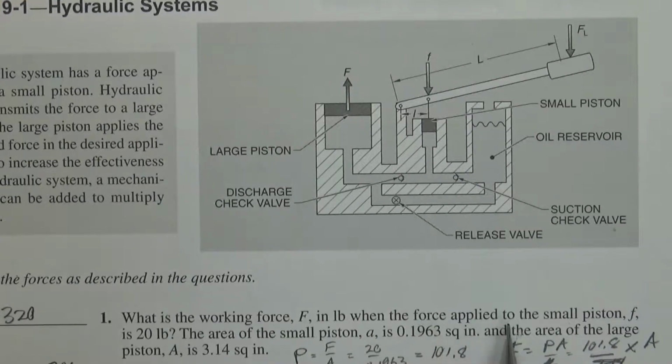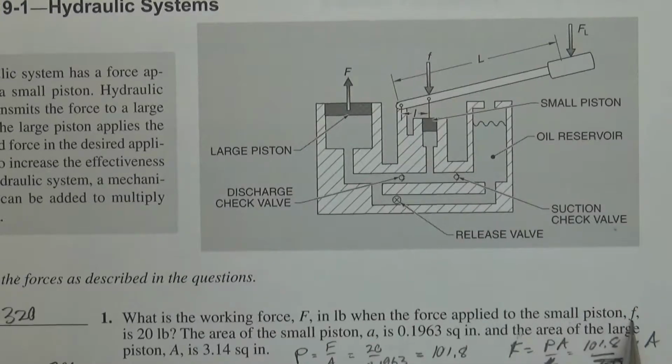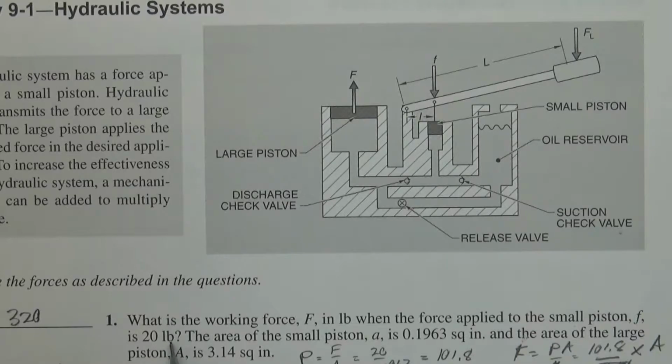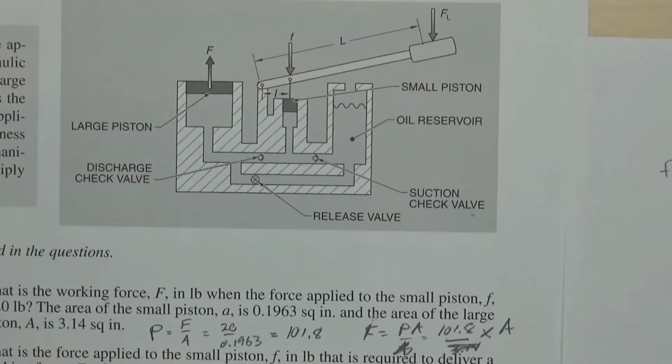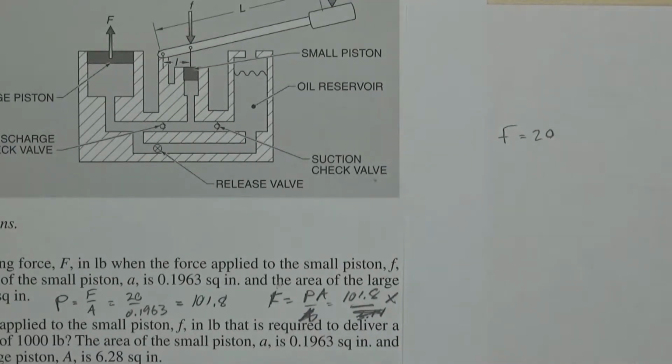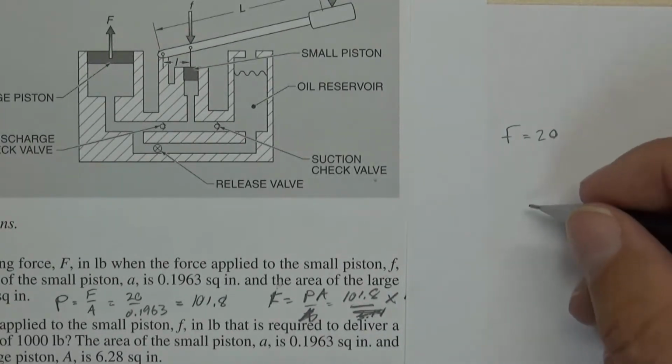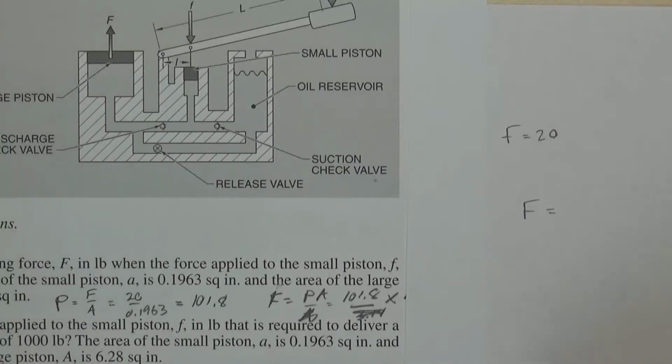In pounds, when the force applied to the small piston F is 20 pounds, small f equals 20 pounds. So that's this right here. The area of the piston is, and they give us the number, 0.1963 square inches, and the area of the large piston is 3.14 square inches. So just like we looked at a little while ago, big F is going to be equal to the ratio of areas.